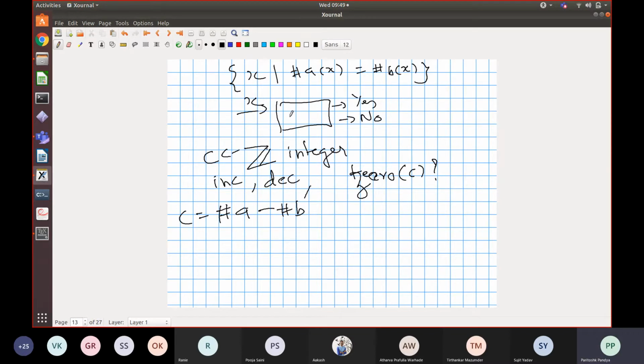Excuse me. Could you explain the second one once more? Like how you're checking if the counter is equal?